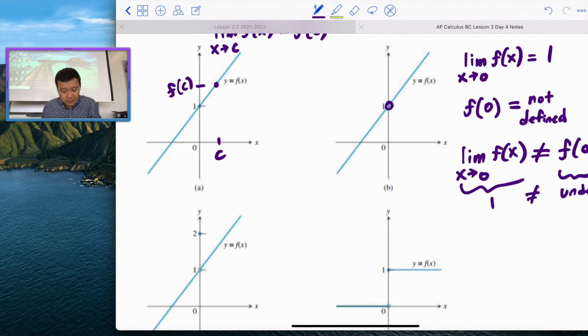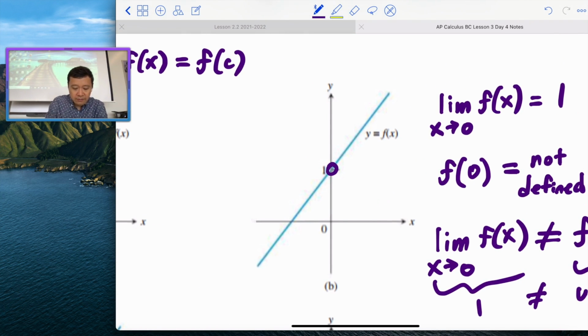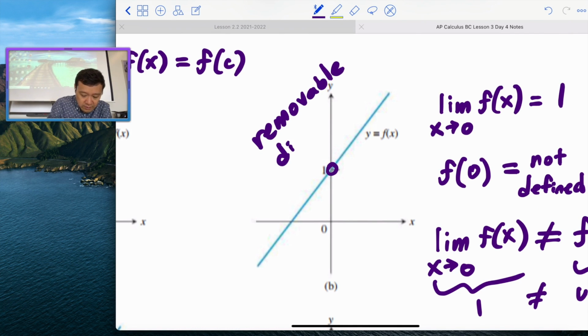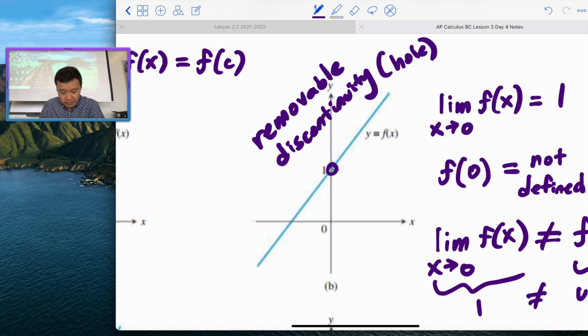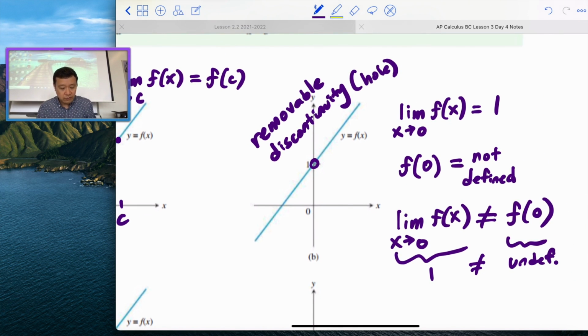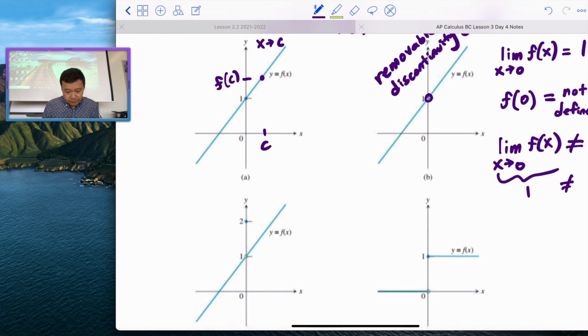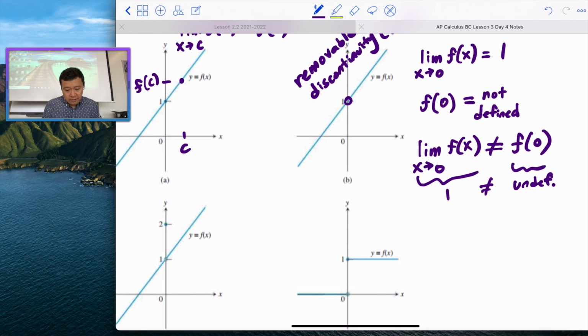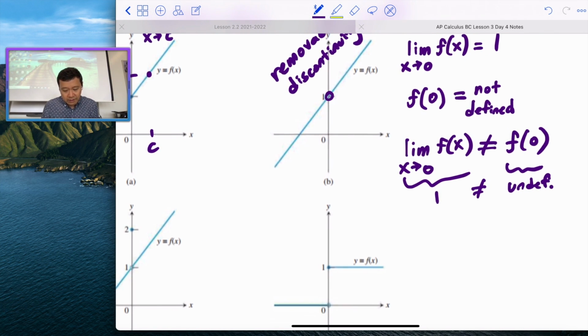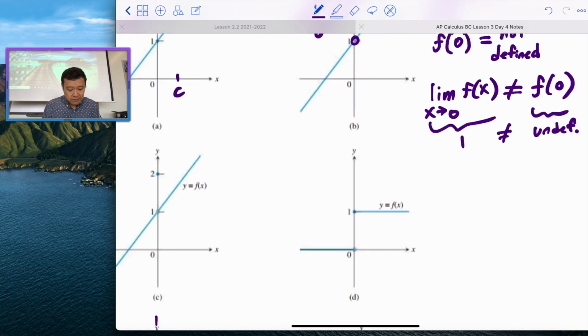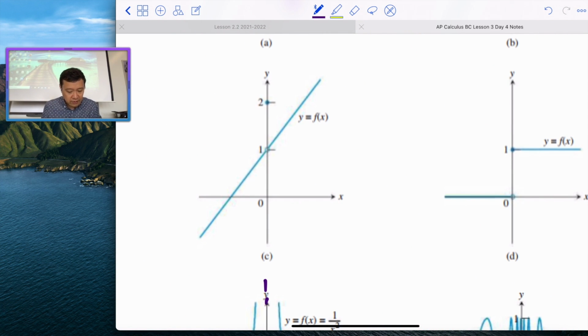Let's take a look at other cases. By the way, this second graph is an example of what we call a removable discontinuity. A removable discontinuity is simply a hole. It's discontinuous because you have one small hole at that one singular x value, where your limit value will not match the defined value, or the defined value isn't there at all.